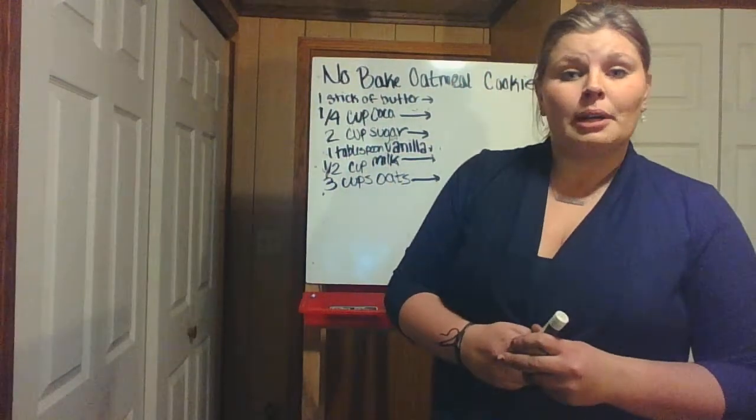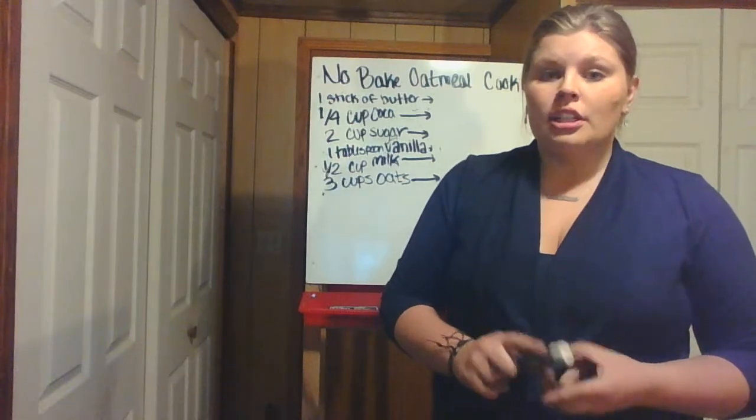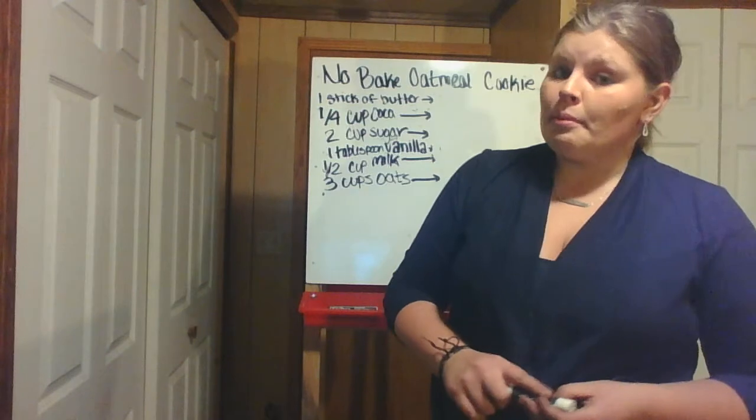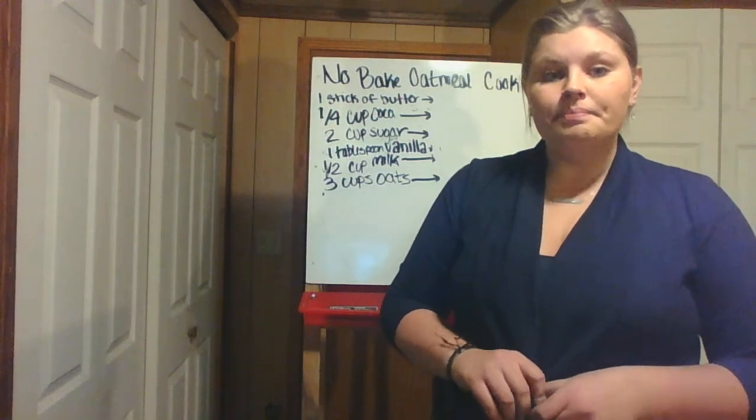We have 1 stick of butter, 1/4 cup of cocoa, 2 cups of sugar, a tablespoon of vanilla, a half cup of milk, and 3 cups of oats.